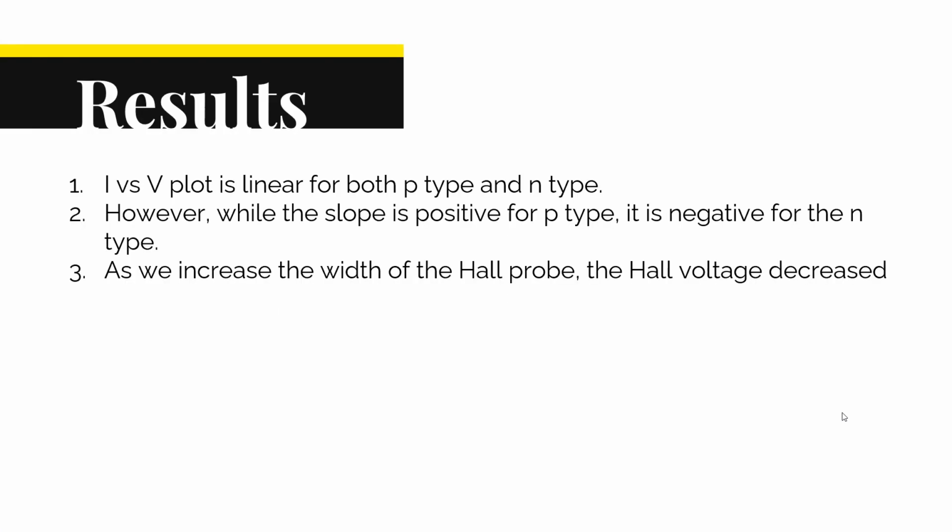So, the conclusion of the two experiments: we found that the I versus V plot is linear for both germanium p-type and germanium n-type. However, while the slope is positive for p-type germanium, it is negative for n-type. And as we increase the width of the Hall probe, the Hall voltage decreases.